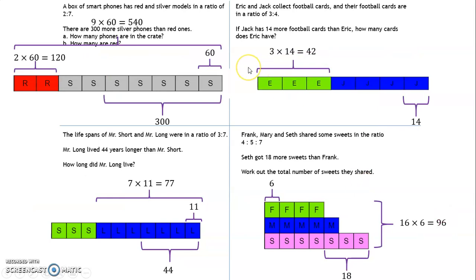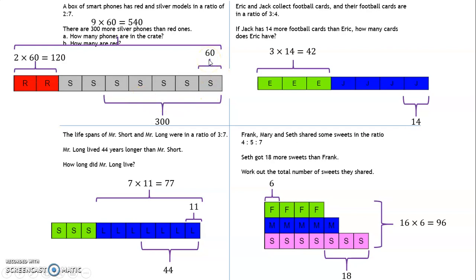Right, next then, a box of smartphones, red and silver, in a ratio of 2:7. There are 300 more silver phones than red ones, so 2 parts for the silver is the same as the 2 parts for red. So these 5 on the end here are the extra bits. So those are representing the 300 silver phones. 300 divided by 5 is 60.